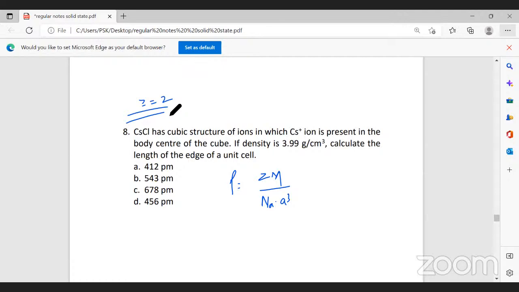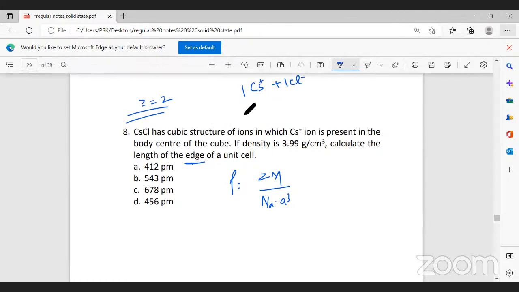But they are talking about the edge length. They are asking you to calculate the edge length. So in order to calculate edge length, we will consider one cesium ion and one chloride ion. Therefore, we will consider Z to be 1 in this case. You know why I'm considering Z to be 1? Because they're asking you to calculate the edge length. So one cesium ion and one chloride ion has to be considered. So we'll take Z to be 1.